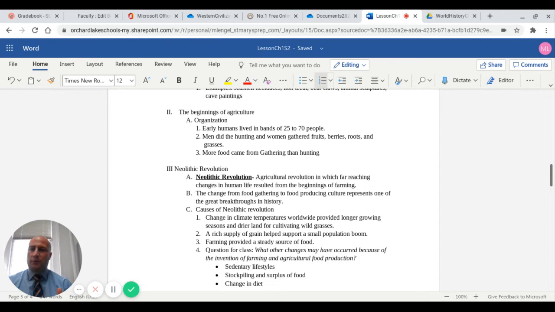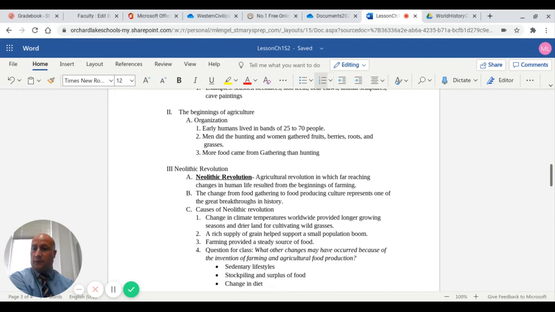You didn't have as many people dying of hunger or moving from place to place. Now, here would be a good spot to question your class. What other changes may have occurred because of the invention of farming and agricultural food production? You might want to see some answers like sedentary lifestyle, which means these groups started to settle in one place because now they didn't have to be nomadic and move from place to place chasing the wild animals or finding undepleted sources of food for gathering.